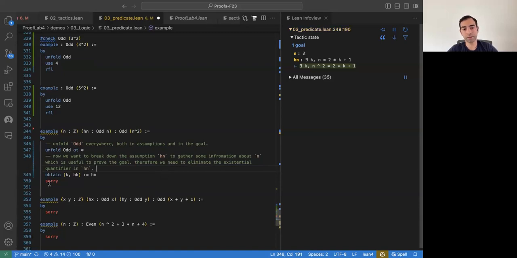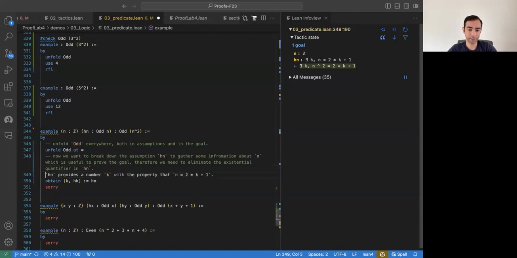So to do this, we actually use this syntax called obtain. So let's think about it. What does Hn contain? Hn provides basically a number k with the property that n is equal to 2 times k plus 1. So in fact, Hn says two things, right? It provides, let me write it in a new line, two things.